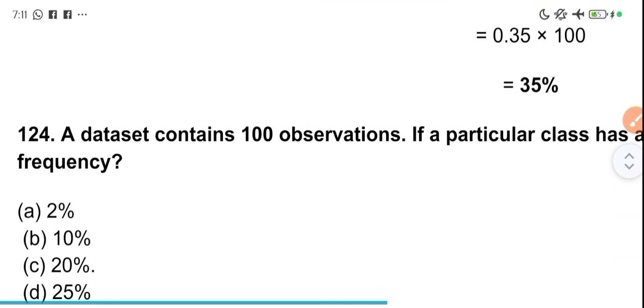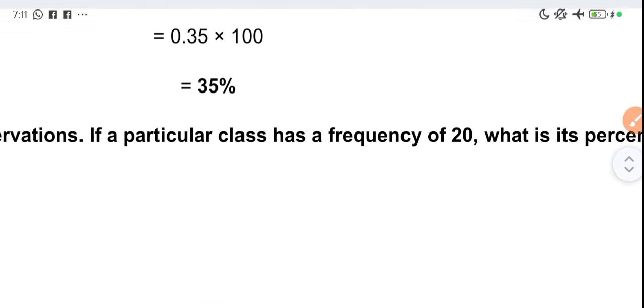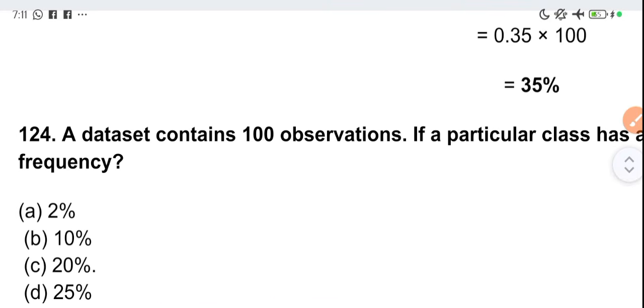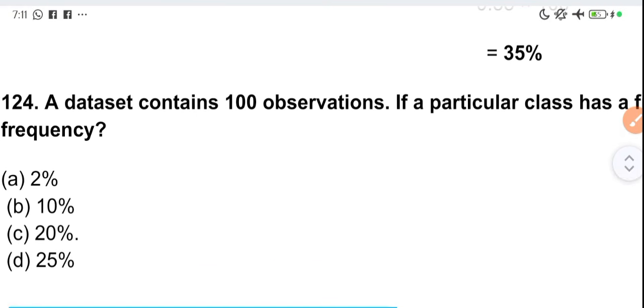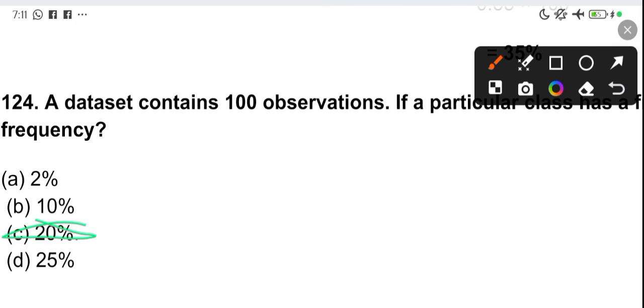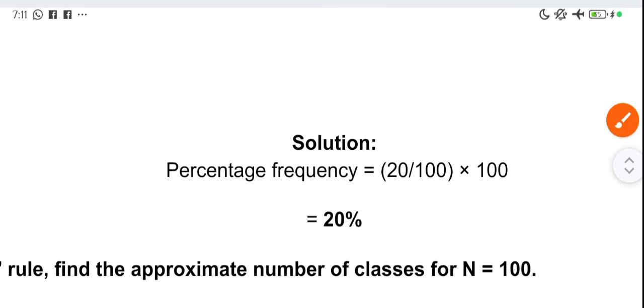This is the calculation here. Now, a data set contains 100 observations. If a particular class has a frequency of 20, what is the percentage frequency? Of course, 20%. But you know how you do it first? You have 20 divided by 100 times 100. That's 20. You don't need to waste time. 20%. Okay? So this is it, 20%.